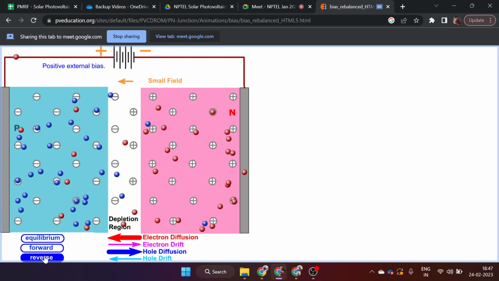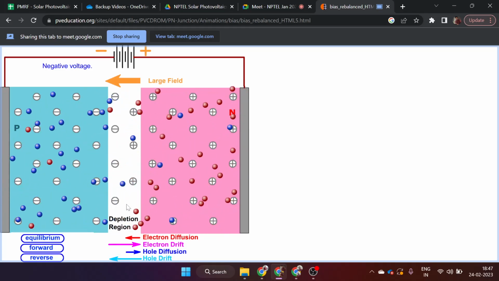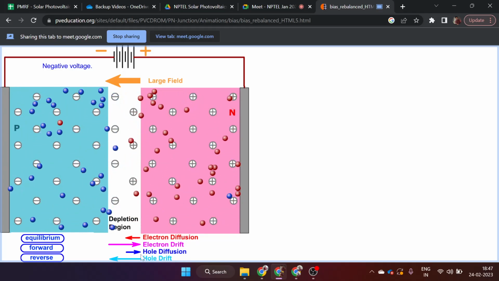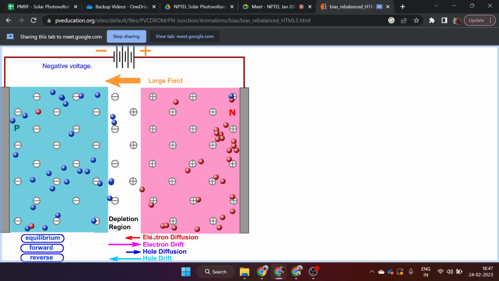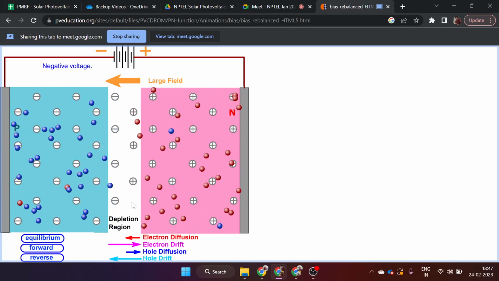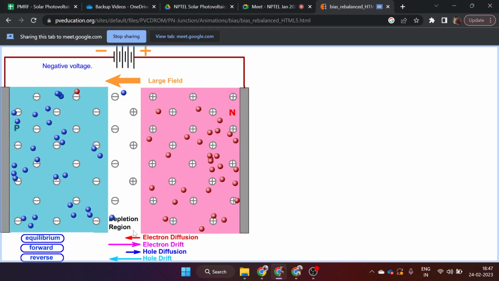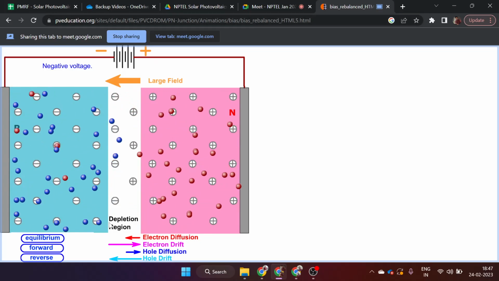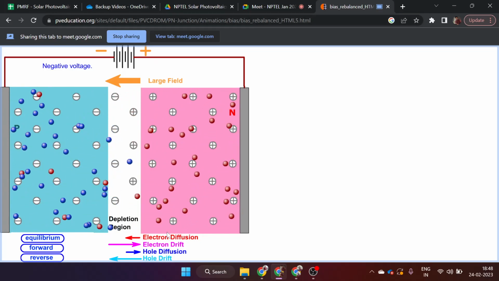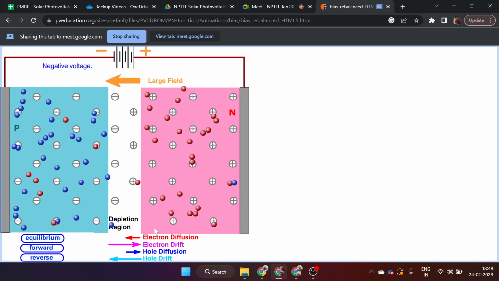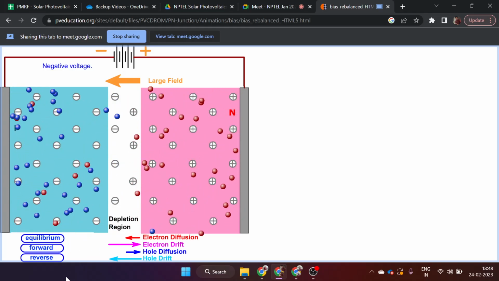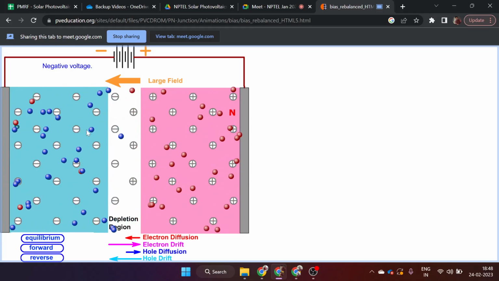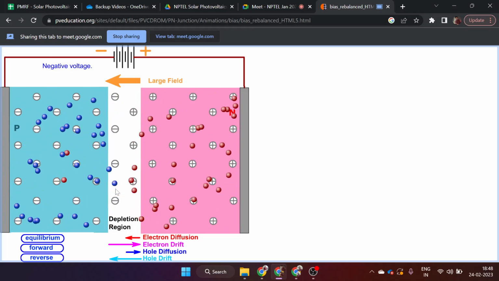Now let's reverse bias this. In case of a reverse bias, electron diffusion will be less and hole diffusion will be less. So we are suppressing the diffusion. See, there is one important point: we are not changing the drift. Drift is automatic, it is not depending on the voltage. Here we are playing with the diffusion only. In forward bias, we are increasing the diffusion. In reverse bias, we are decreasing the diffusion. So if we are decreasing the diffusion, no current will flow.